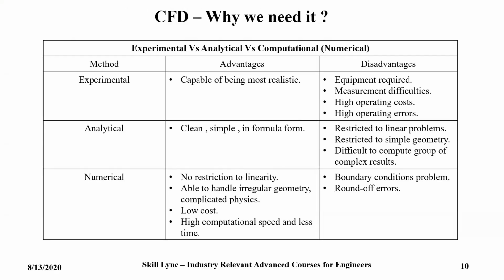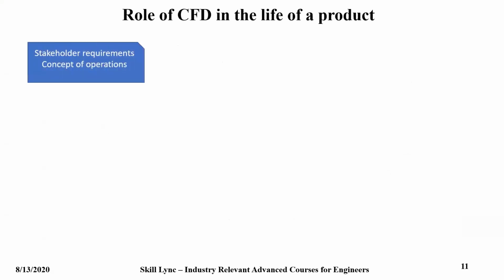So now, the role of CFD in the life of a product. This is where we understand how CFD is being used in the industry. What is the chain? Let us consider an example of when an airline approaches an aircraft manufacturing company, let's say Airbus or Boeing. The airline, also called a stakeholder, approaches with the concept or requirements, which usually looks like an aircraft that carries a certain number of passengers. That is the concept of operations.